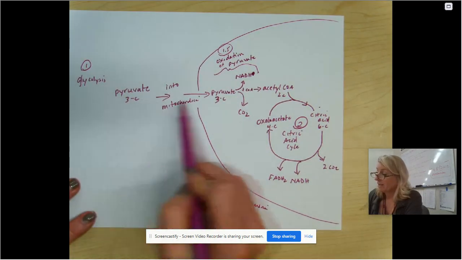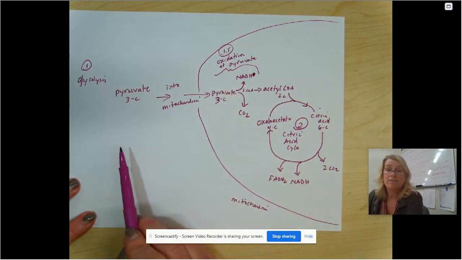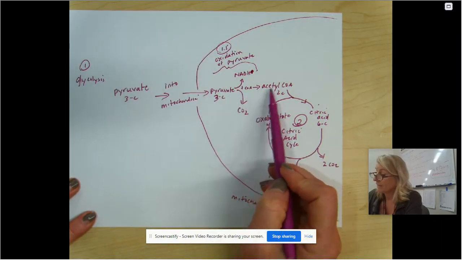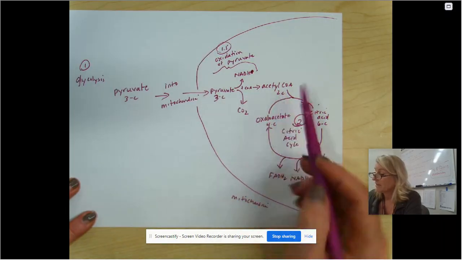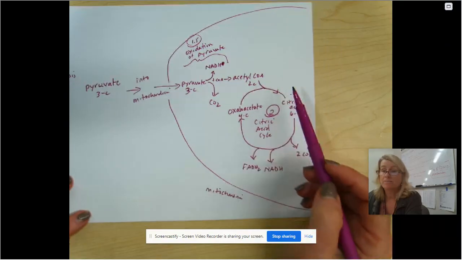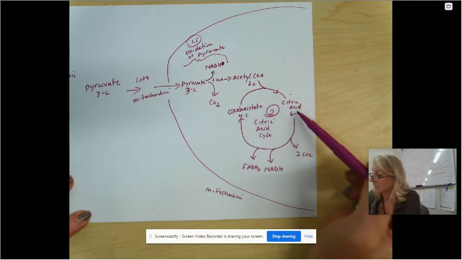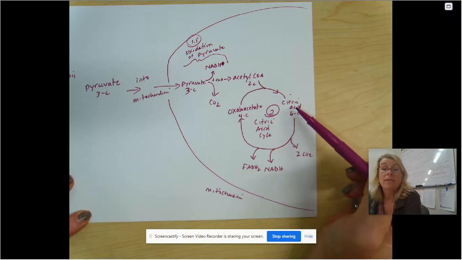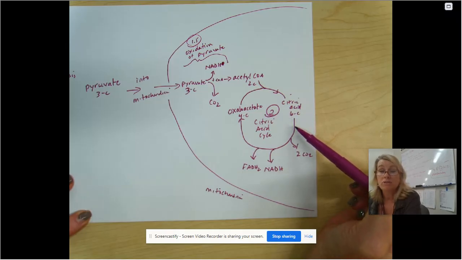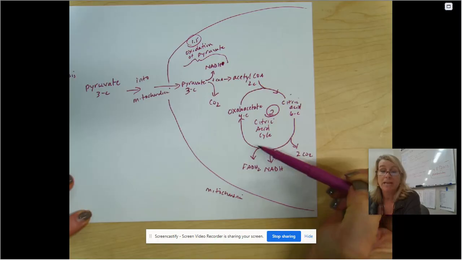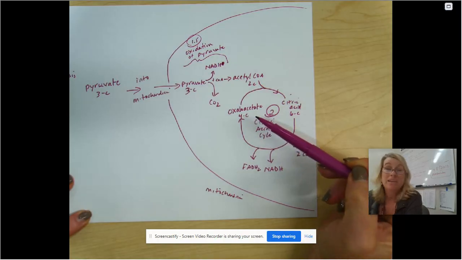Our pyruvate gets oxidized in step 1.5. It turns into acetyl-CoA, which is 2 carbons, which enters the citric acid cycle. It's going to combine with 4-carbon oxaloacetate to create 6-carbon citric acid. There are a whole bunch of molecules between citric acid and regenerating oxaloacetate. You don't need to know them.